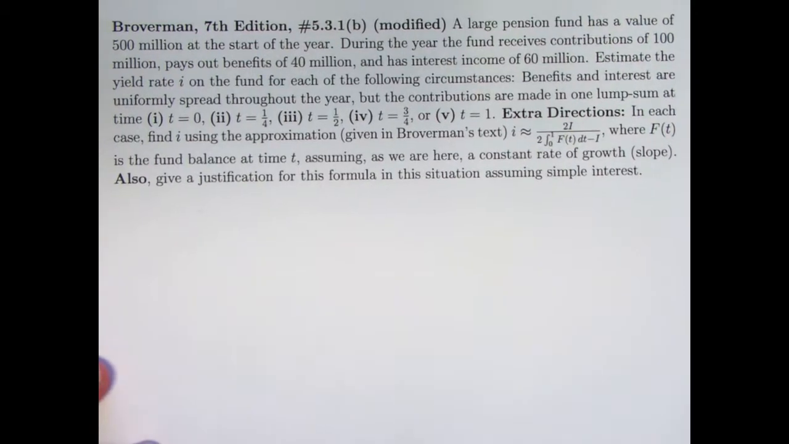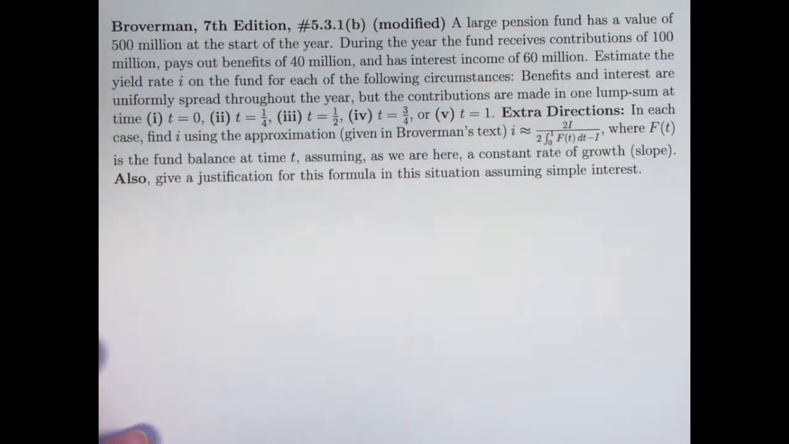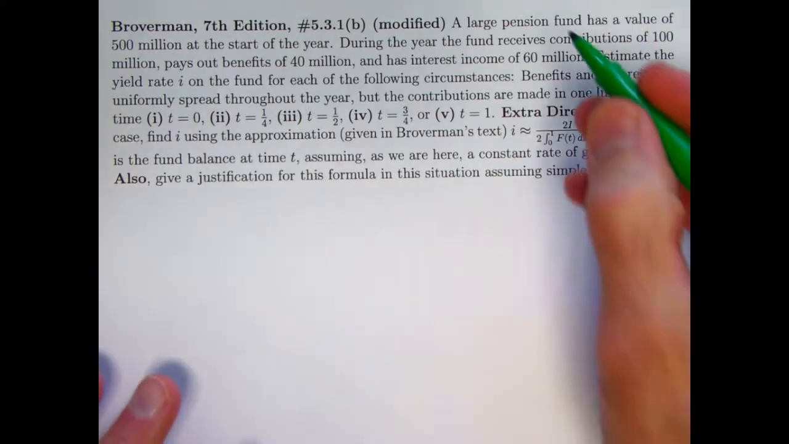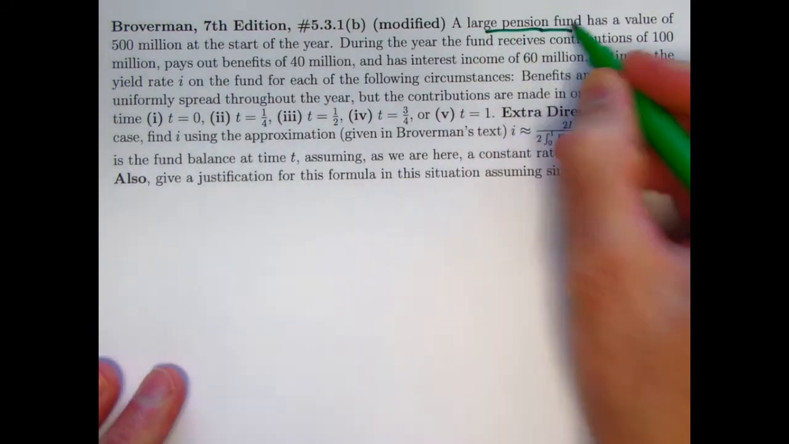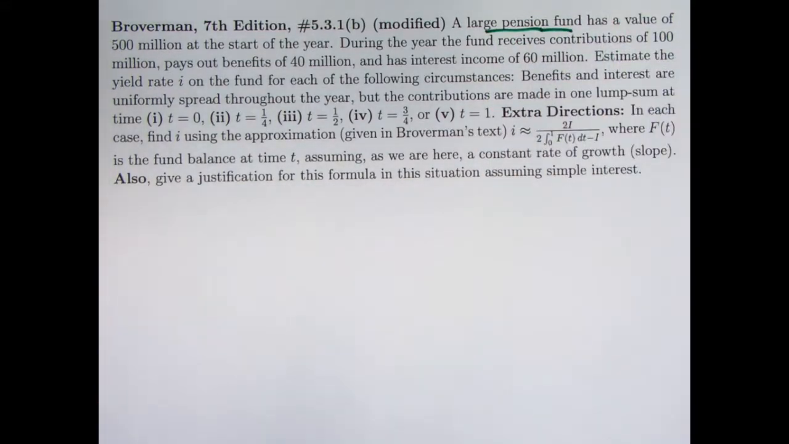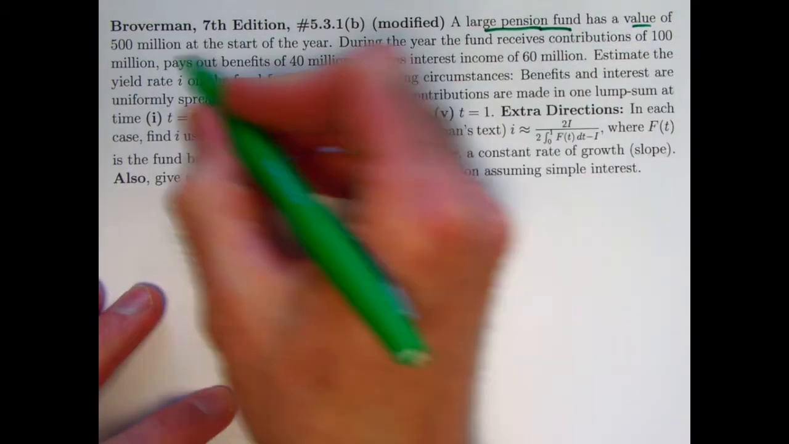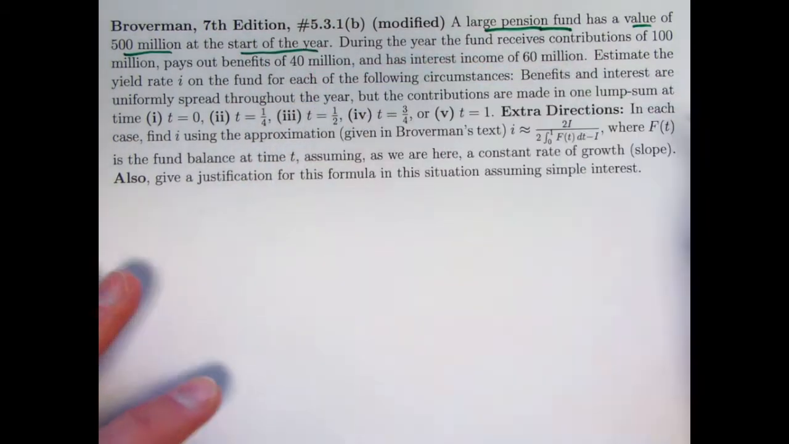Right, so it is a long, hard problem. We may even need another piece of paper as we go through this. Let's see if we can fit it on one piece of paper or not. So you've got a situation where you've got a bunch of workers contributing to a pension fund. You've got a large pension fund holding money that is going to pay benefits to these workers when they retire. It's got a large value of $500 million at the start of the year.